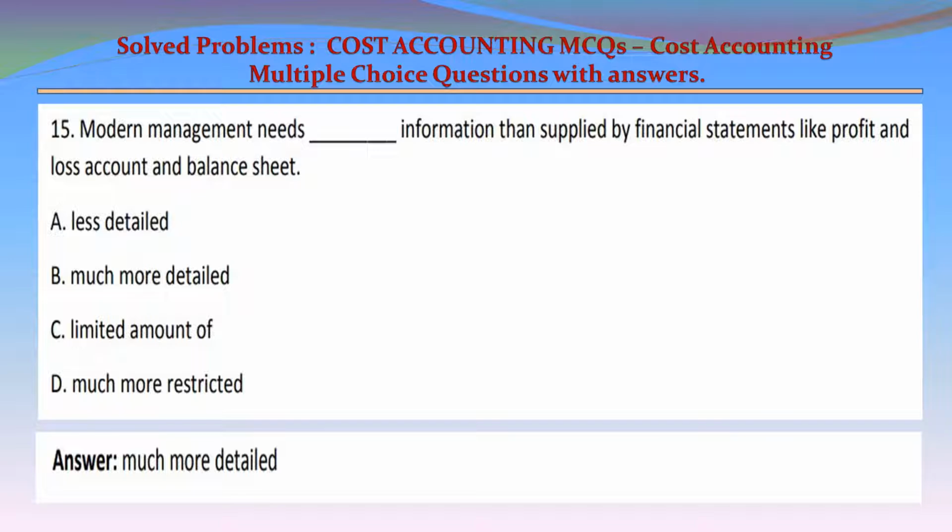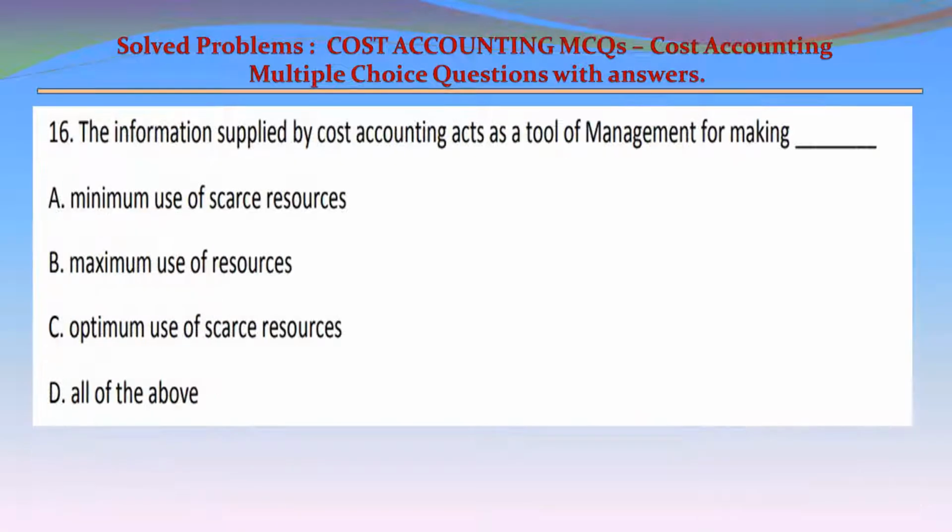Answer B, much more detailed. 16. The information supplied by cost accounting acts as a tool of management for making dash. Option A, minimum use of scarce resources. Option B, maximum use of resources. Option C, optimum use of scarce resources. Option D, all of the above.